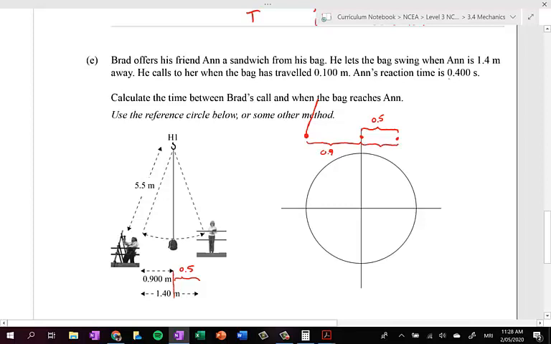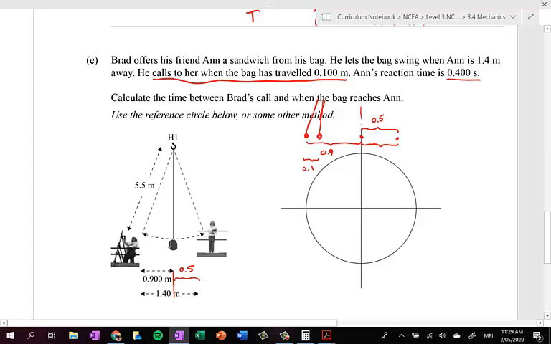But it's complicated by the fact that her reaction time is 0.4 seconds, is it? So they've really tried to complicate it quite a lot. So the time between Brad's call and when the bag reaches Anne. So he calls to her. Wow, they've deliberately made this quite a tricky one. So he calls to her when the bag is here, right? So that's 0.1 meters. So we really need to know how to interpret this stuff.